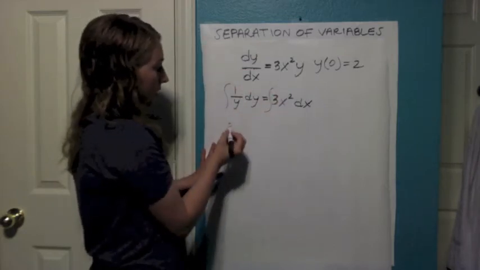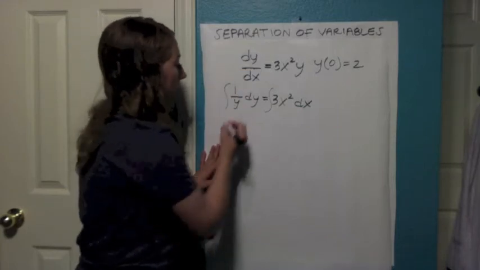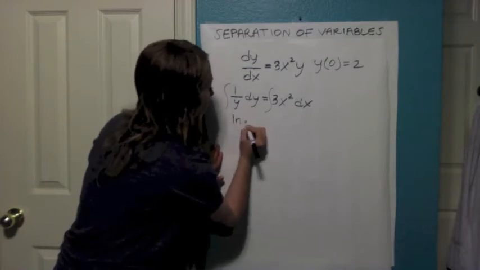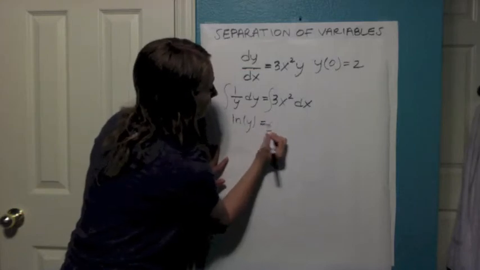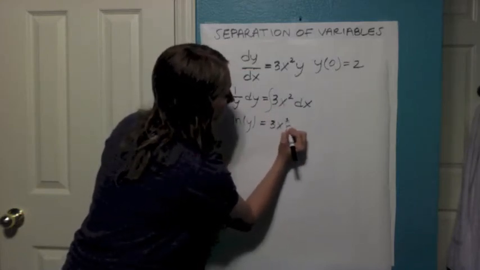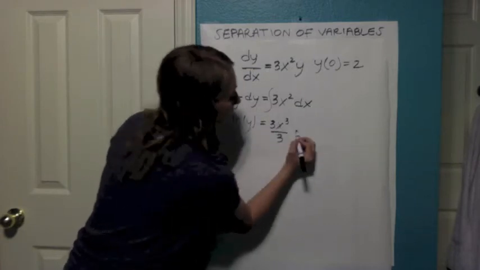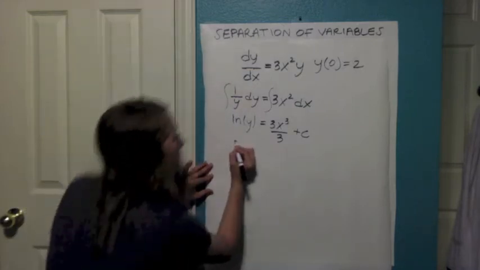And here, since we know that the integral of 1 over y is the natural log of y, we get natural log y equals 3x to the third over 3. And don't forget again, plus c.